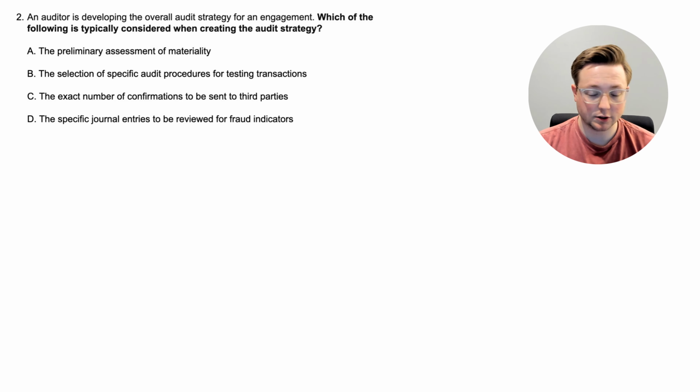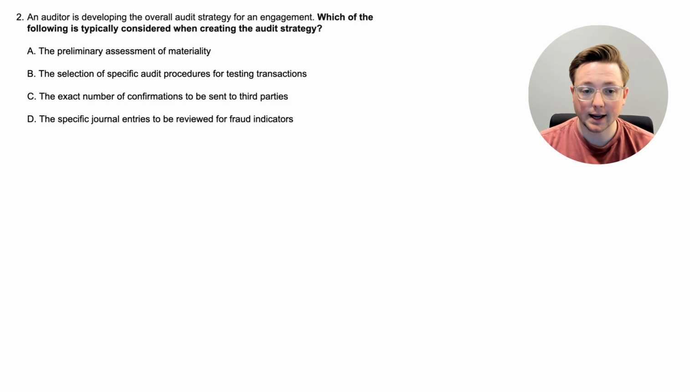Okay, let's go to the beginning. An auditor is developing the overall audit strategy for the engagement. Okay, again, it's not always helpful, but it is a very good habit to be in. In this case, it wasn't extremely helpful. Usually when it's a really short sentence, you don't necessarily need to do it, but when you see a paragraph, read the last part of the question first. It will be really helpful. Again, they're developing the overall audit strategy. Which of the following is typically considered during the audit, creating the audit strategy?